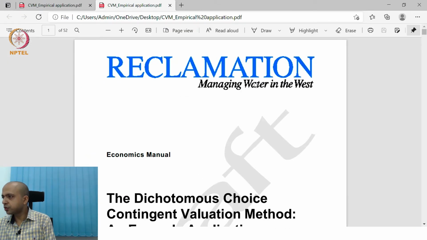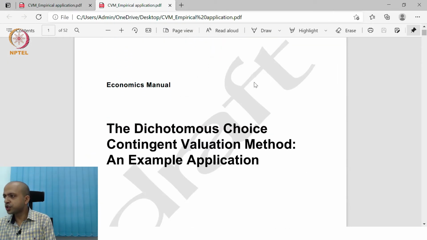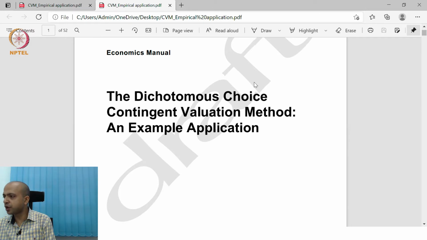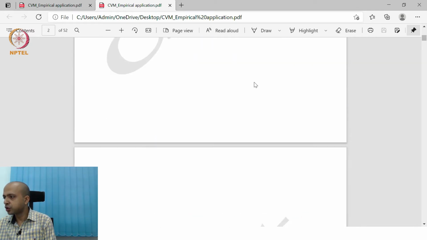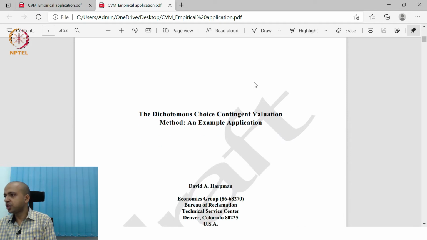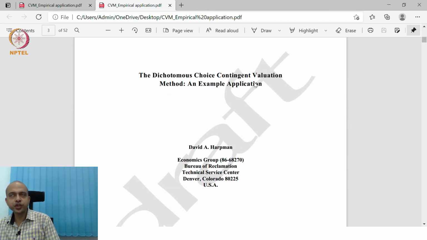So this is the paper, the dichotomous choice contingent valuation method, an example application. I will share this paper with you. If you look at this paper, they have discussed in detail how to proceed with a dichotomous choice contingent valuation method. Why is it called dichotomous choice? Because the respondents are given only two choices: either they can say yes or no for a specific bid amount.